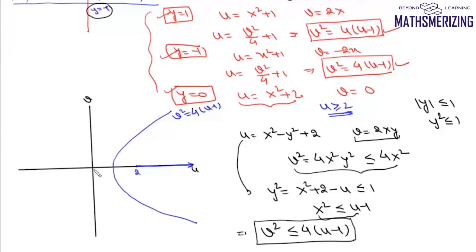So if we take any point, say origin, if we put v as 0 and u as 0, we'll get 0 is less than or equal to minus 4, which is incorrect. So that means we are talking about a region other than origin. So the sketch of output space is this parabola and points lying inside of this parabola. And that is the answer to this question.